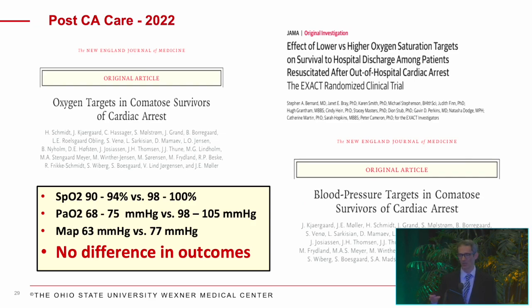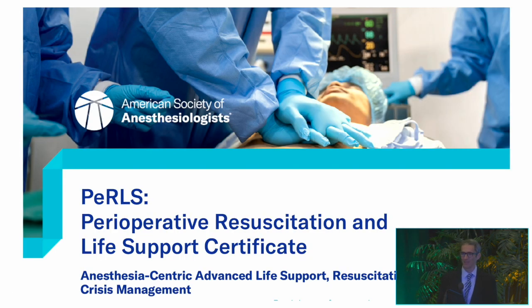So they tried to limit oxygen exposure in patients who survived cardiac arrest, and they did not see a difference. For whatever reason, having more protective or more conservative oxygen targets did not improve survival. Similarly, titrating to a MAP of 63 versus a higher MAP of 77 also did not lead to a difference in outcomes. So let's go back to PEARLS and talk about PEARLS a little bit.